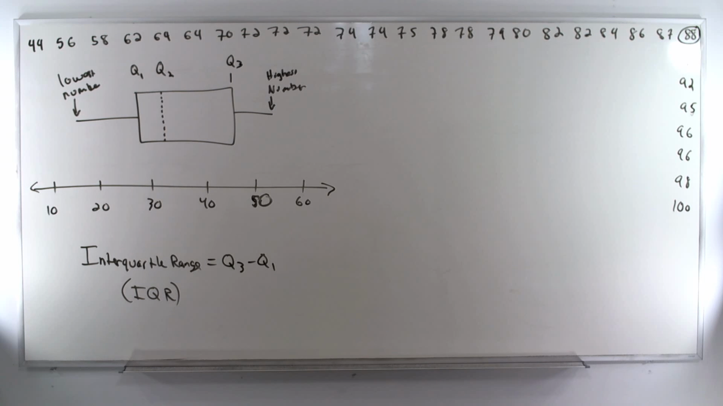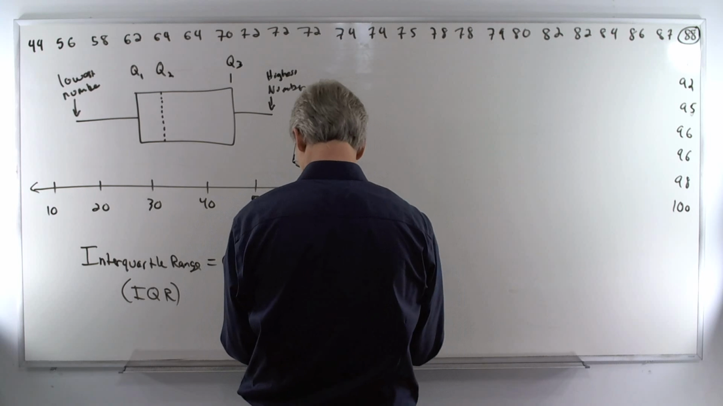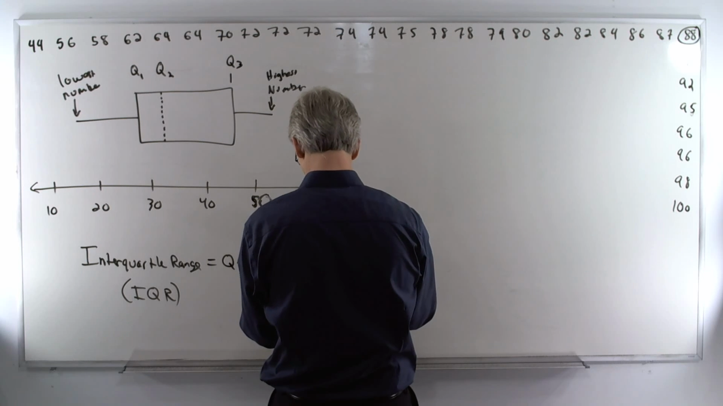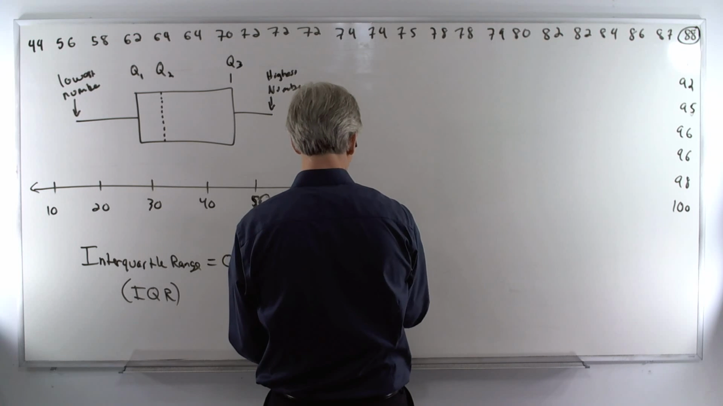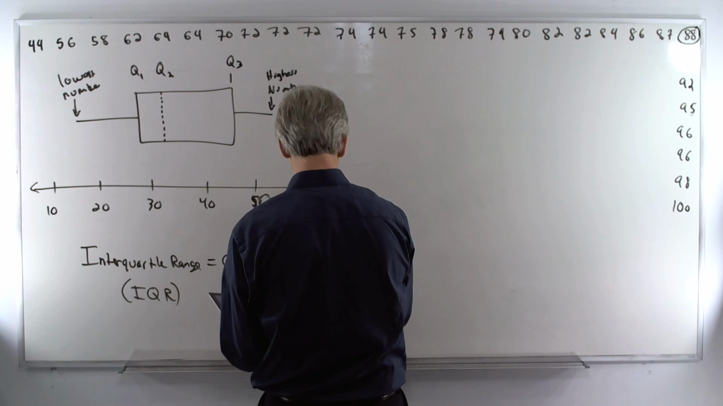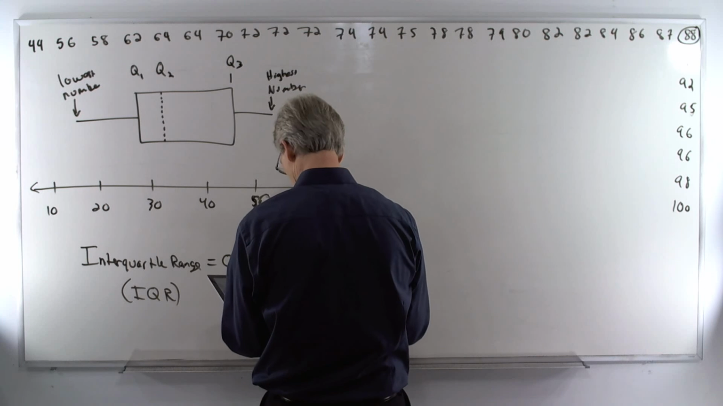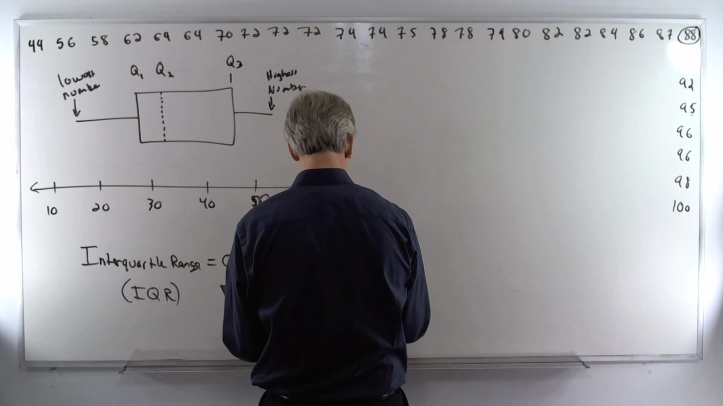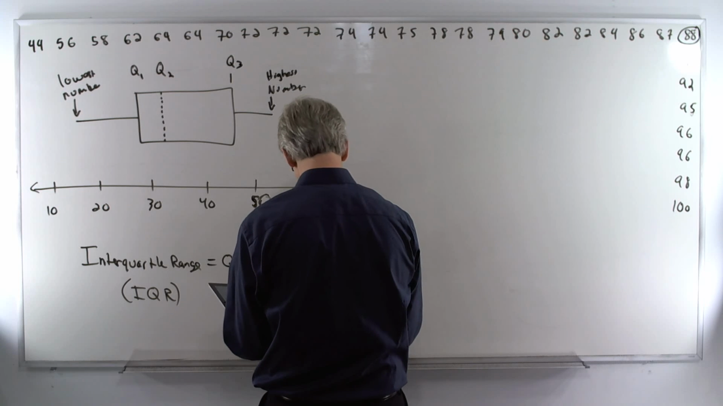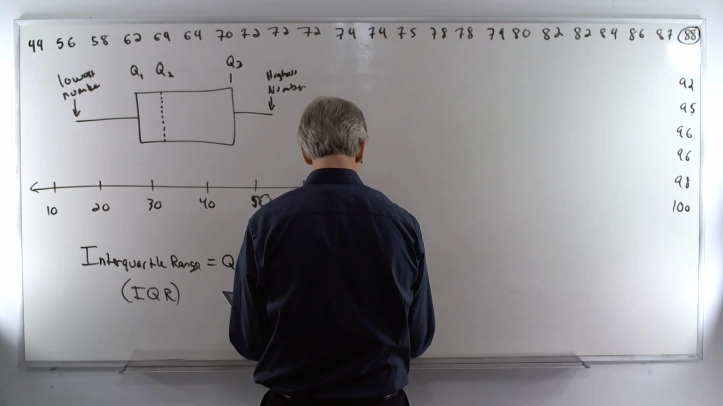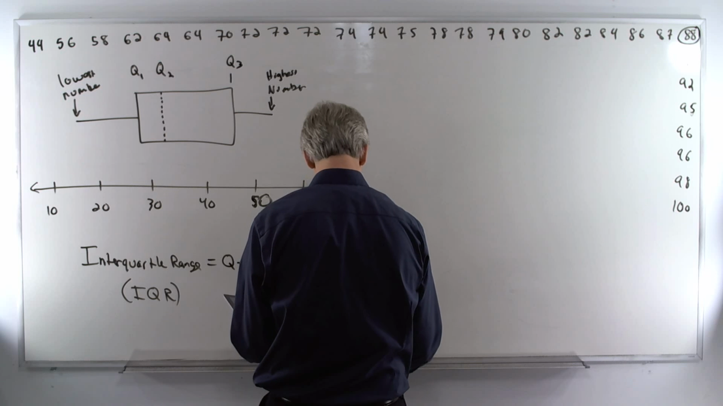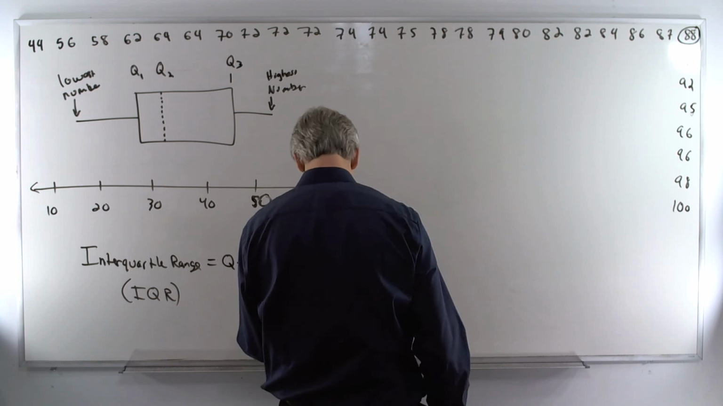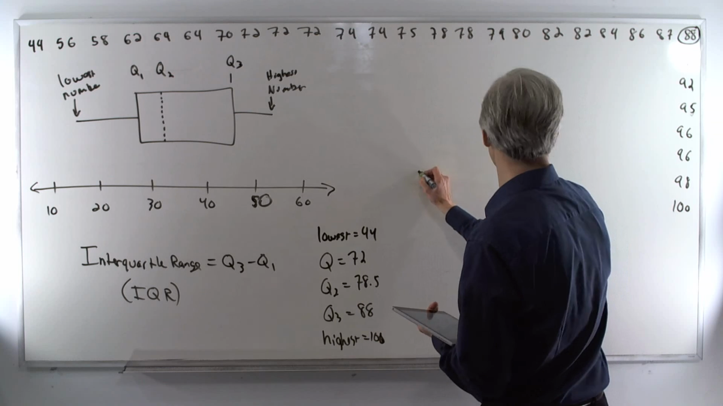All right, so I'm going to create a box plot out of our data set. So we know what the lowest value is, 44. We found Q1 to be 72. We found Q2 to be 78.5. Q3 to be 88. And the highest is 100.